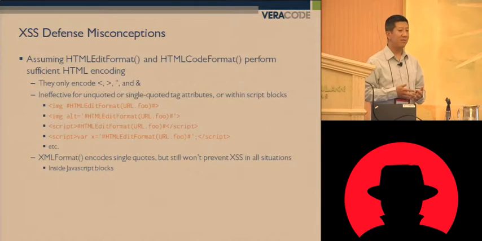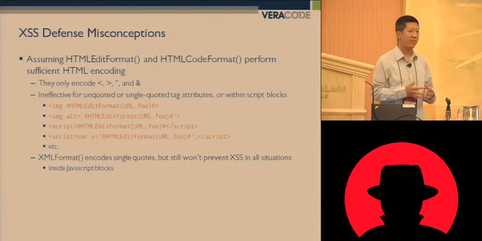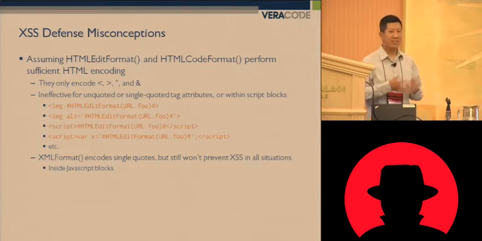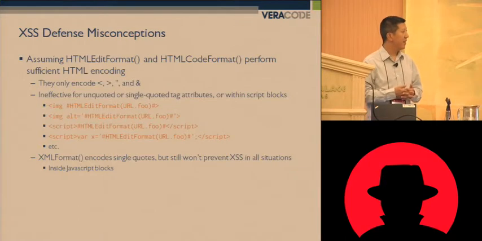But it's still not a complete one-size-fits-all, because you have to worry about situations where you're printing the output to an area of the page that's already in a JavaScript block. So again, it needs to be a contextual approach. There aren't really any other encoding functions that are suggested to be used here, at least provided by the framework, so you have to write your own. And generally, XML format is going to be better to use than HTML edit format.